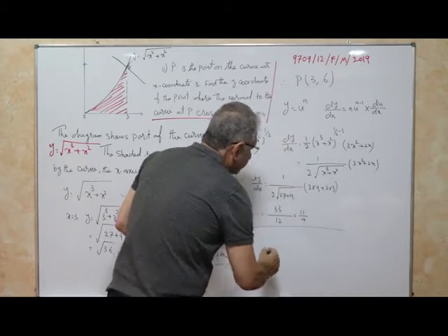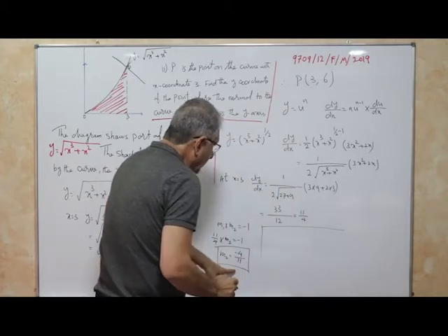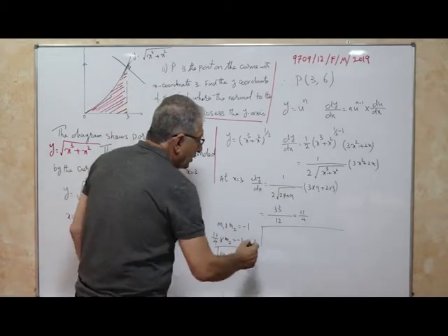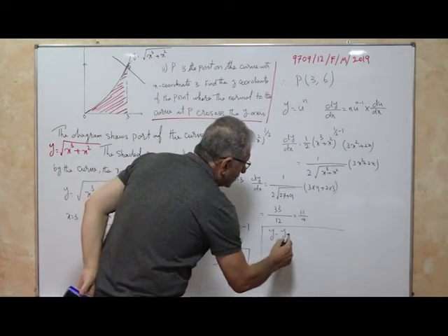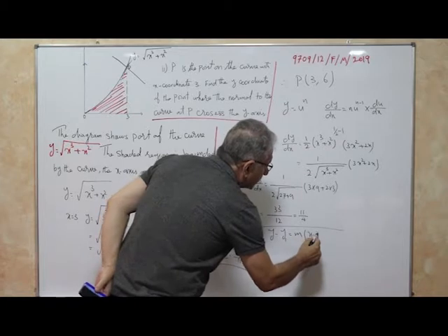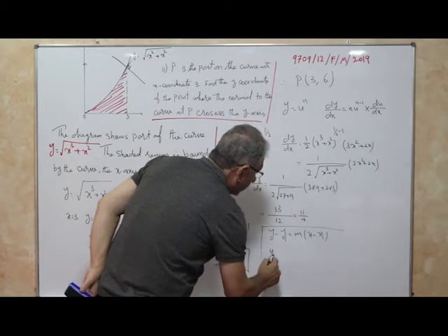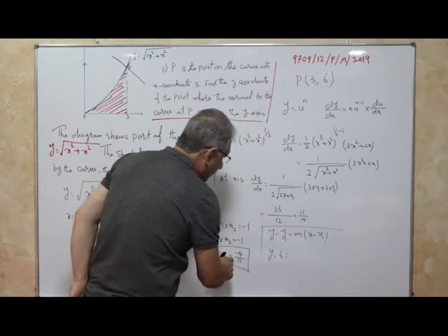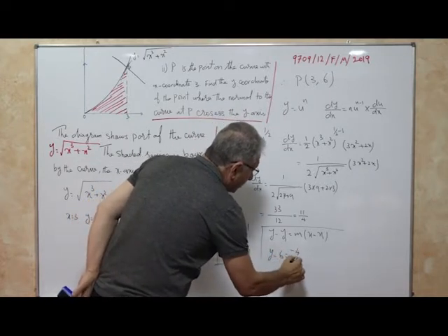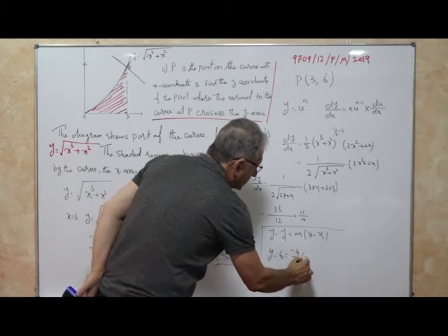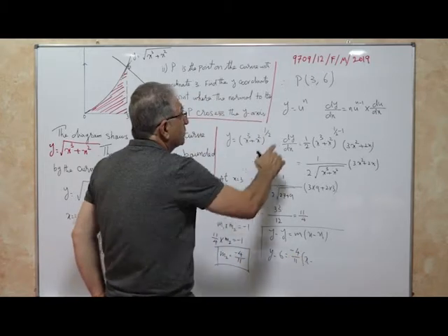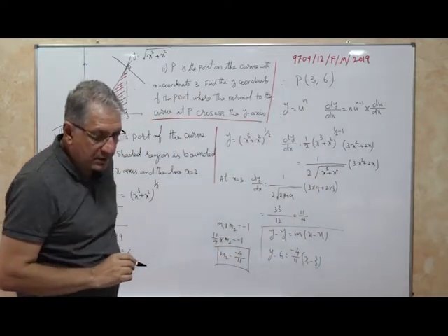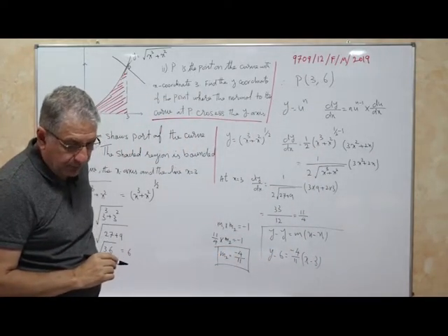What is the formula? The formula of any line. When you have the gradient and you have the point, you can write the equation of the line, which is y minus y1 equal to m times x minus x1. Here y1 is 6, m is minus 4 over 11, x is your variable, and x1 is 3. Therefore, this is the equation of the normal to the curve.